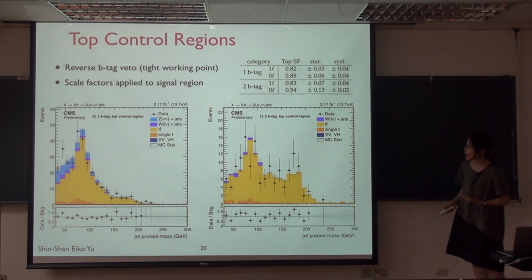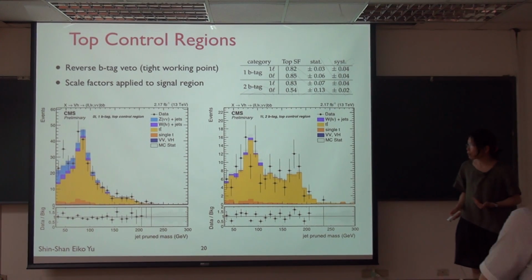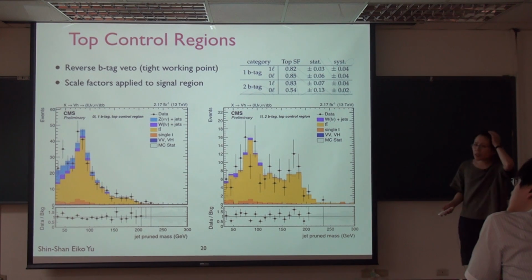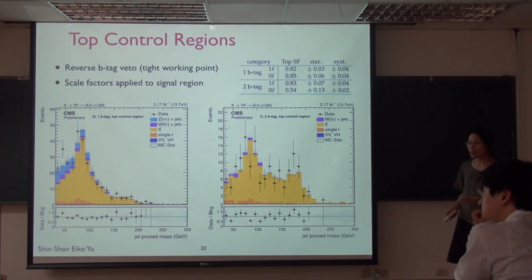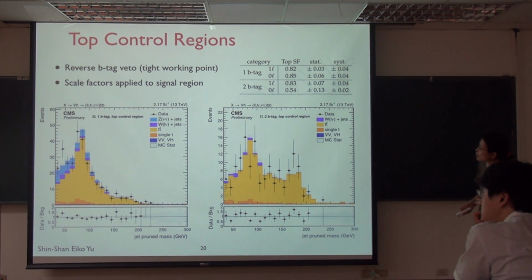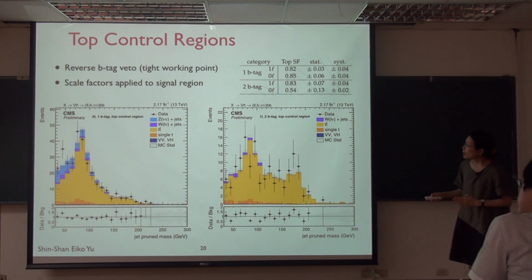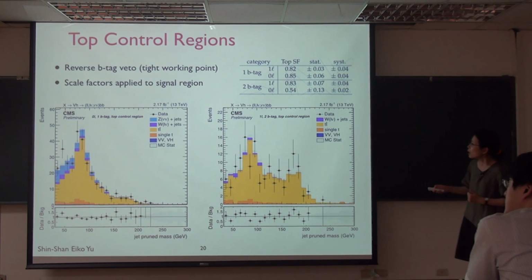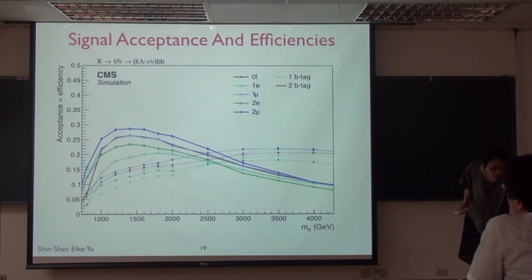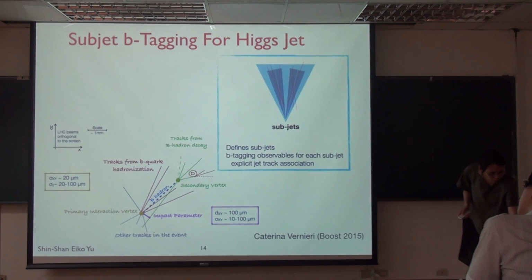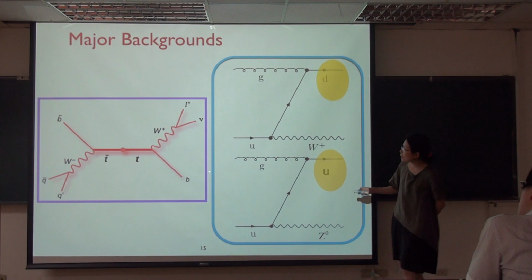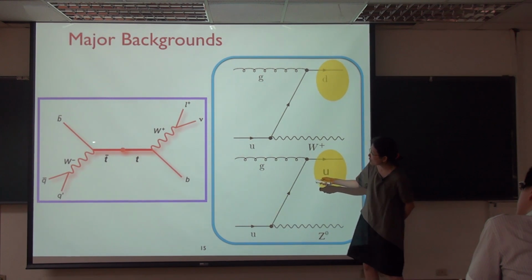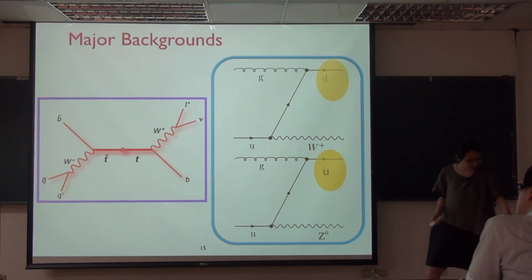Now after our selections, we still have to estimate the backgrounds. As I mentioned, we have the top background and also the background coming from W plus jet and Z plus jet. For the top background, what we did is to choose a control sample that contains a large fraction of top events. As I mentioned earlier, to reject the top background, what we did is to require that the events shouldn't have extra B jets, shouldn't have extra B quarks.